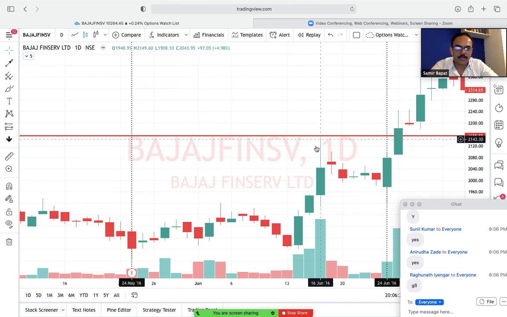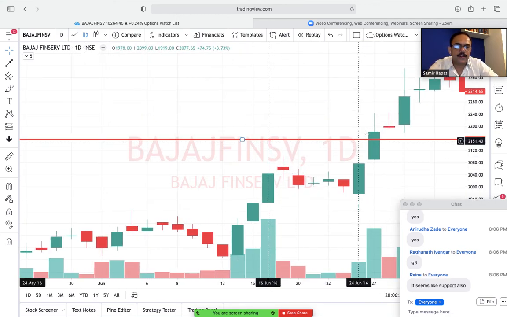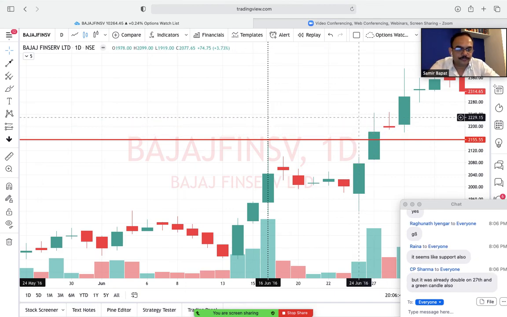So this was the volume candle. This is the high. What I am doing is buying the share above that. It took 4 to 5 days. Maybe we are able to enter here, on this day.